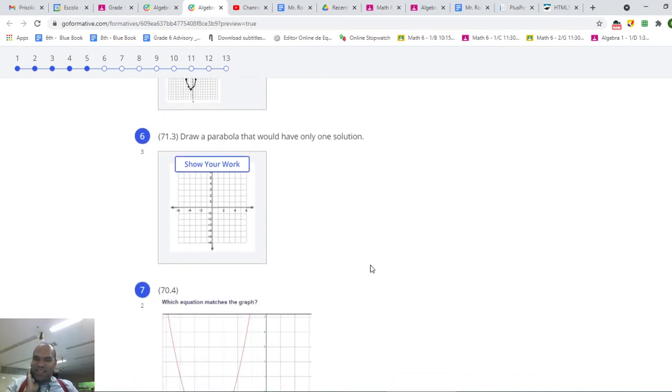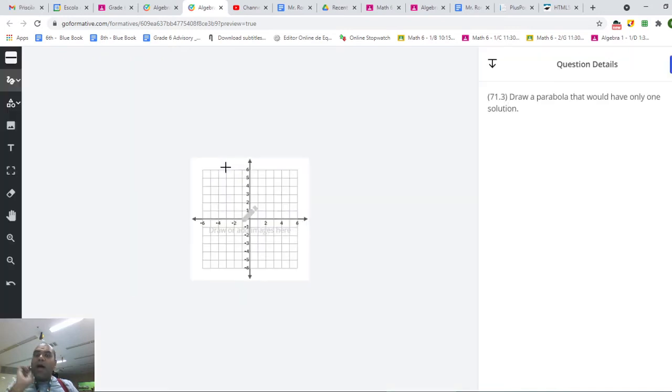It's very easy, this test. Number 6. Draw a parabola that would have only one solution. One solution, guys. When I have just one solution, I have just one intercept. If I had two solutions, two intercepts, something like that, okay? I have one solution here, another one here. If I have no solution, the graph doesn't cross the x-axis. But in this case, I'm just asking you for one solution. Great.